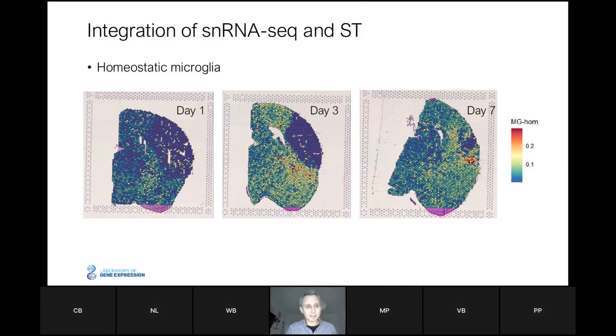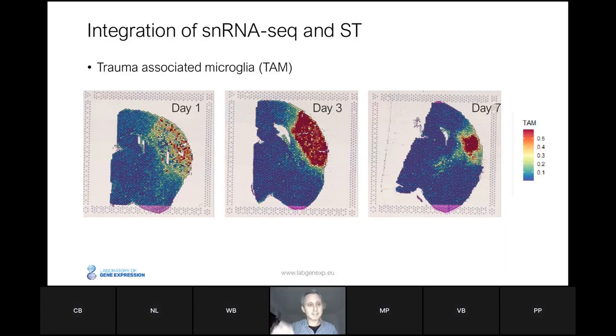And the last two slides with the results. We actually want to integrate these two modalities. One of the first analyses is that we try to estimate the proportions of these cell subtypes in each spot. So now you can, for example, see that the scale on the right is the proportion of this particular cell type in a spot. These are homeostatic microglia, which are homogeneously distributed over the slice. But these are the trauma-associated microglia, which are mostly present in the lesion site and basically make up most of the cell types present in the lesion.